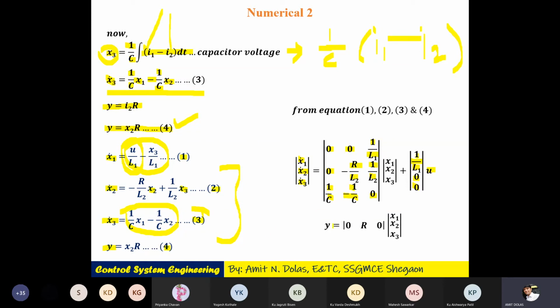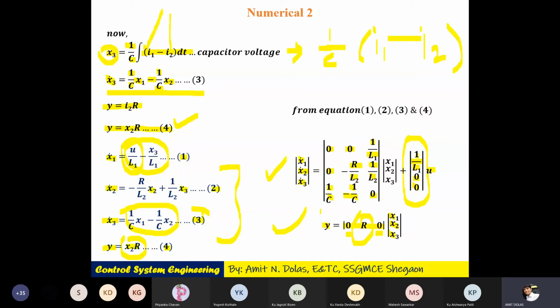And lastly, we have the output. As we have 3 states x1, x2 and x3, the output vector will be of 3 elements, and the input vector will also be of 3 elements. Now in the output vector we do not have an x1 term, so it is 0. We do not have an x3 term, that is also 0, but with x2 we have the element R, which is kept here.